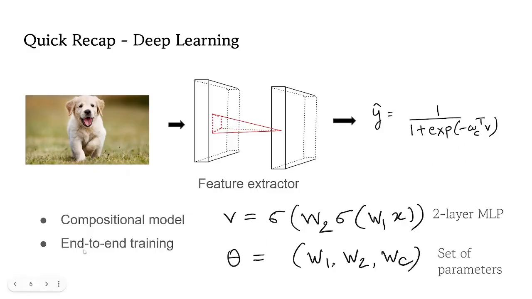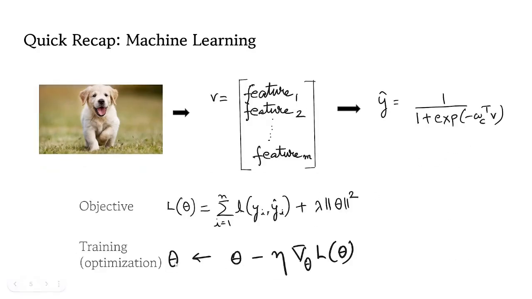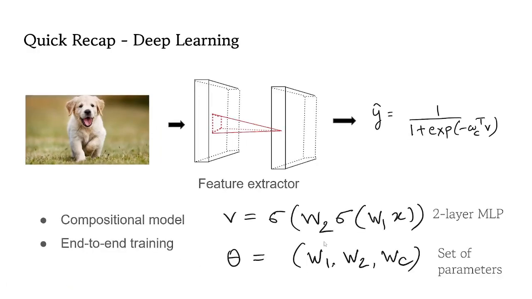Typically, when thinking of training, we are interested in obtaining a good set of parameters for both the feature extractor and the classifier jointly by end-to-end training. So consider a simple two-layer MLP. Each layer is matrix multiplication followed by a nonlinearity. So in this case, the set of parameters include W1, W2, and WC. So in the previous slide, when we said theta, we mean all the parameters of the model and they are distributed across the layers.